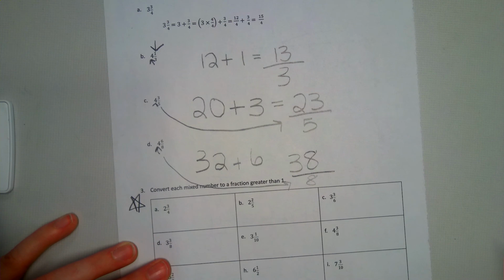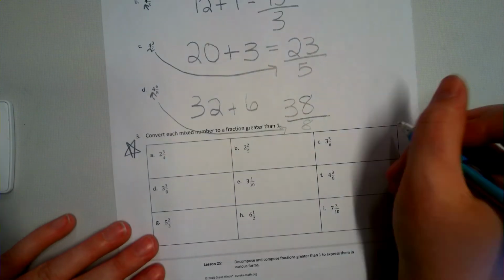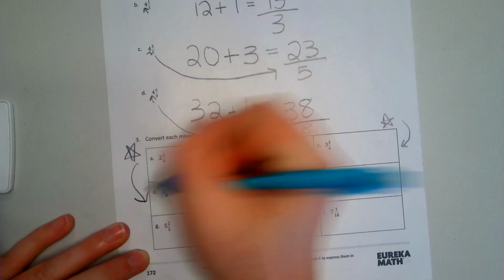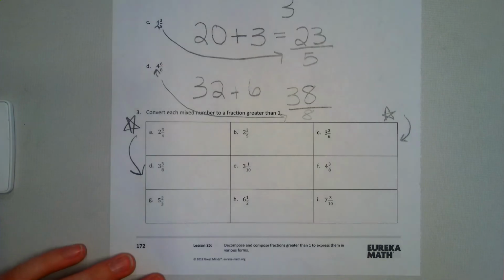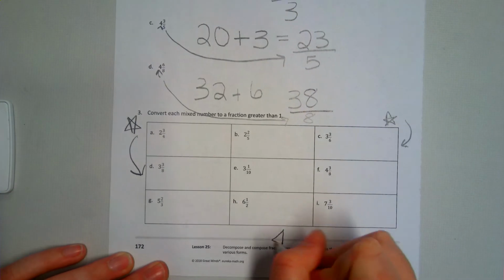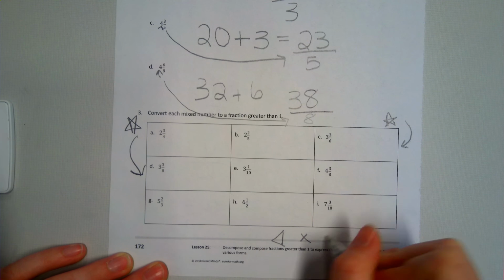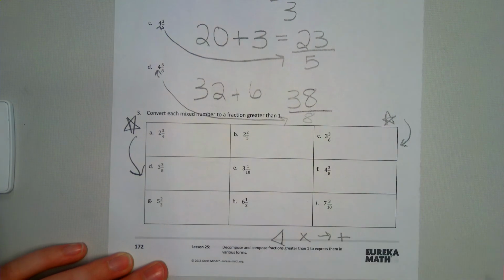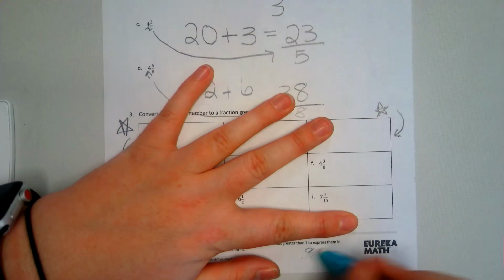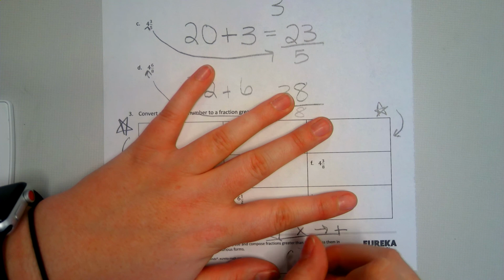So I want you to try solving these for some practice. Remember to do the little triangle method with multiplication and then addition, and then all over my denominator.